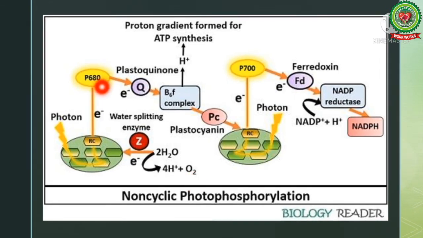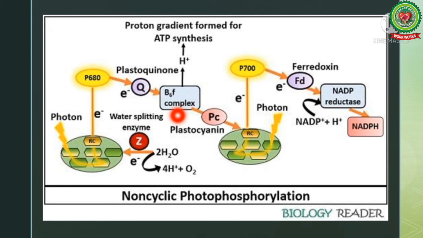The reduced pheophytin then passes its electrons to various electron carriers of the electron transport chain in sequence. The electron goes from pheophytin to plastoquinone, which then passes these electrons to the cytochrome complex, which includes cytochrome b6 and cytochrome f, and then to plastocyanin, which ultimately hands over these electrons to photosystem 1. The formation of ATP takes place when the electron passes from plastoquinone to cytochrome f. 12 molecules of ATP are formed in non-cyclic electron transport.